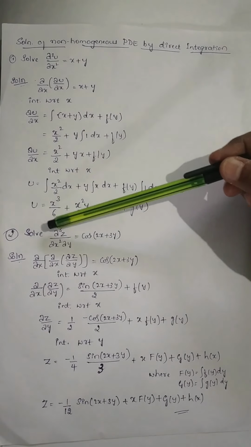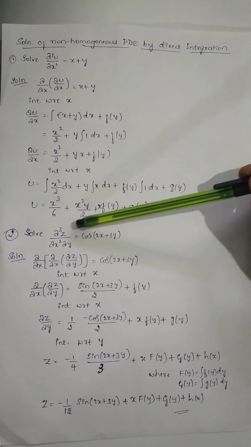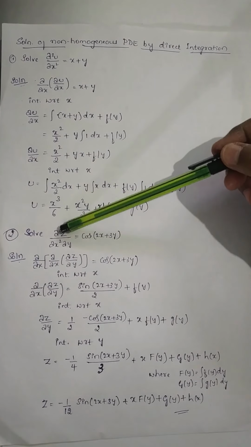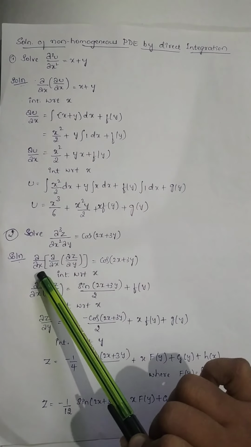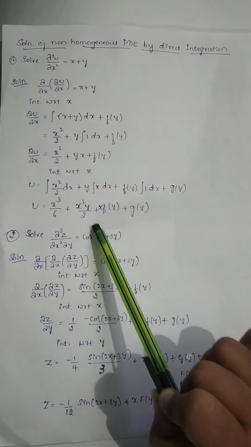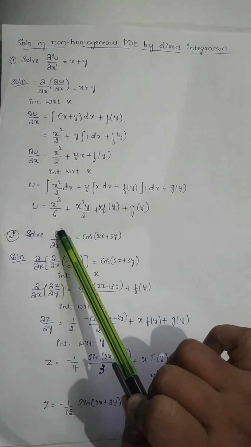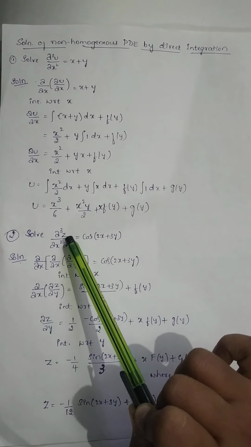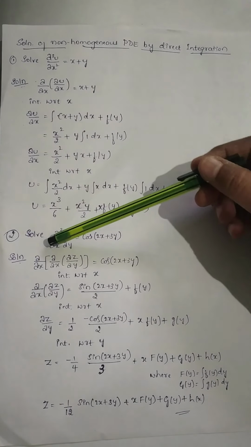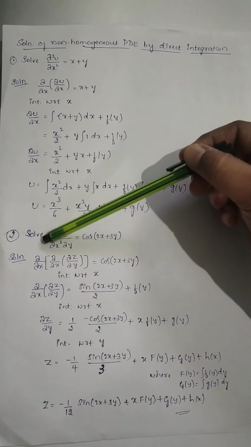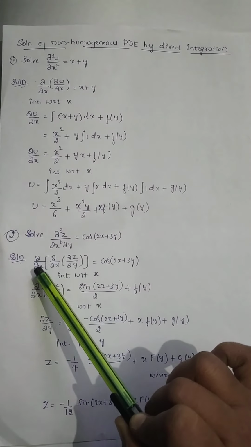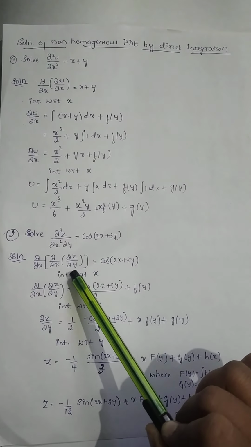Second problem: solve del cube z by del x square into del y equal to cos of 2x plus 3y. Now three derivatives are there, and you need to remove del by del x first. To find the solution for this PDE, we need to write z. For that we need to remove these three differential operators. So you write del cube z by del x square into del y as del by del x of del by del x of del z by del y.